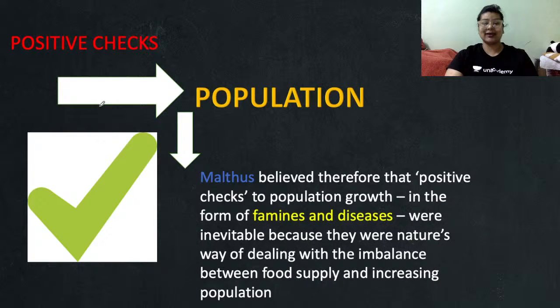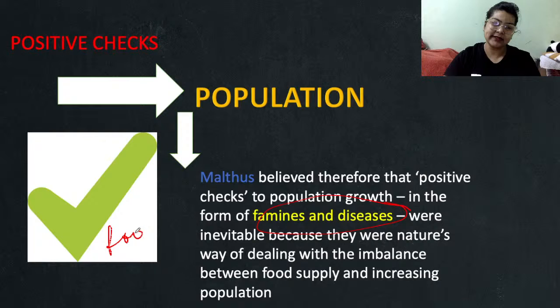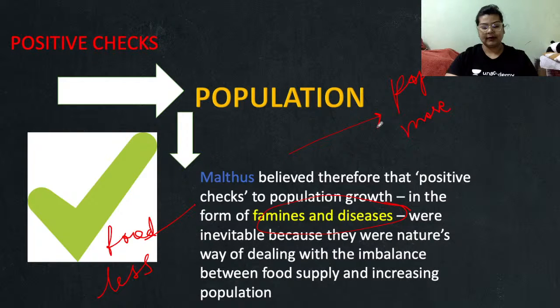Now came the positive checks. Malthus also believed that there would be positive checks on population growth in the form of famines or diseases. Famines, of course, are what we call bhukmari in Hindi, where people die due to hunger. These things were inevitable because they were nature's way of dealing with the imbalance between food supply and increase in population. If your food quantity is less and your population is more, of course there will be an imbalance, and that is how your population graph will go up and down. Hence positive checks were important.